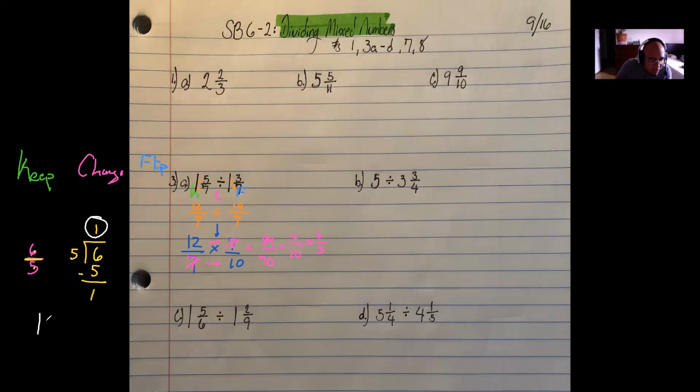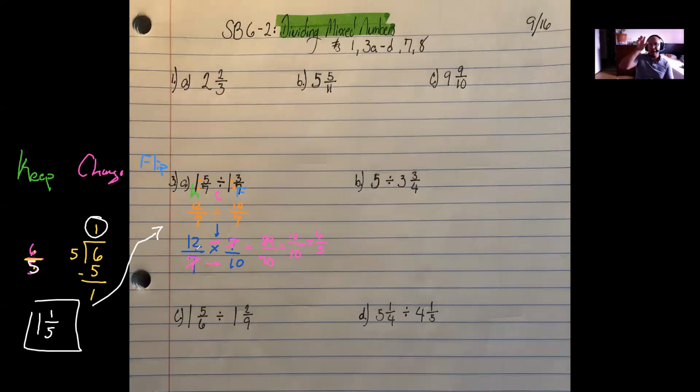And we keep the same denominator of 5. So it's going to be 1 and 1/5. That's the answer to 3A. 1 and 1/5. So again, let's recap. We change the mixed numbers to improper fractions wherever we can. We apply KCF, keep, change, flip. So we keep the first number, change the operation, and then flip the second number, and then we just multiply, same as we were doing before. That is something that you should know how to do by now.